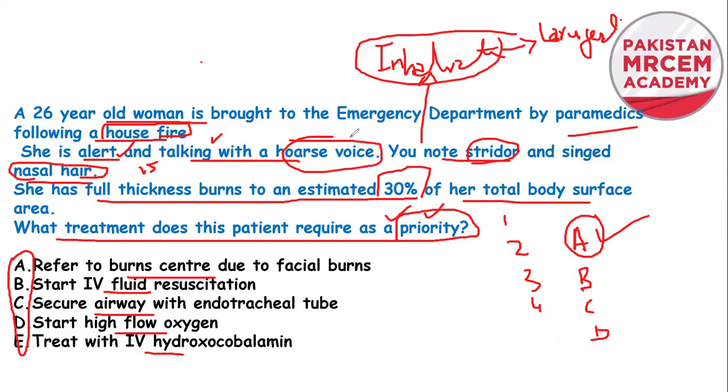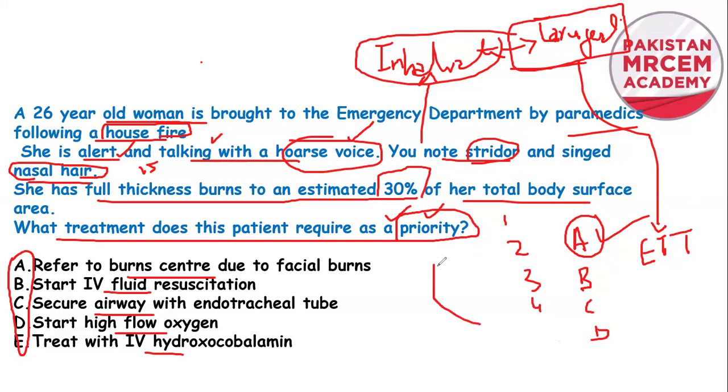One more thing, if the patient comes late, the patient has developed laryngeal edema, what will you do? It is very difficult to pass the ETT now. Fiber optic laryngoscopy. Okay, you can take the help of a fiber optic laryngoscope. But, so this is the oral cavity. Okay, what do we have over here?